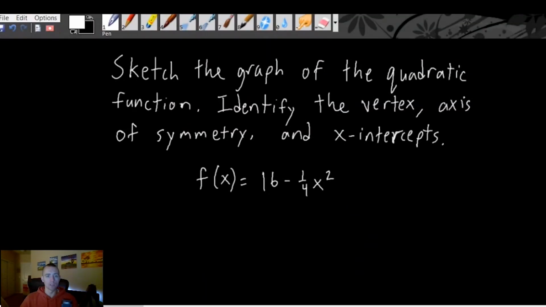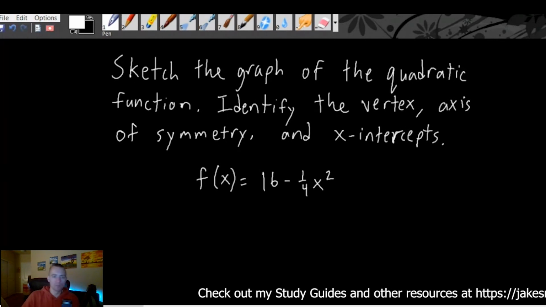We're going to sketch the graph of the quadratic function, identify the vertex, axis of symmetry, and x-intercepts when we have the function f of x equals 16 minus 1/4 x squared. So before jumping into how to solve this type of problem, I want to take one quick second to point out different formats that a quadratic function can be in.